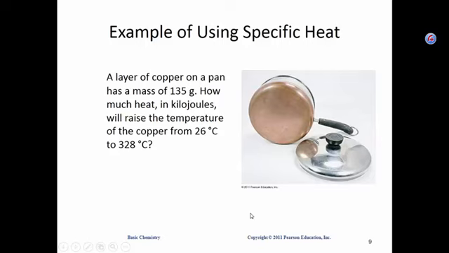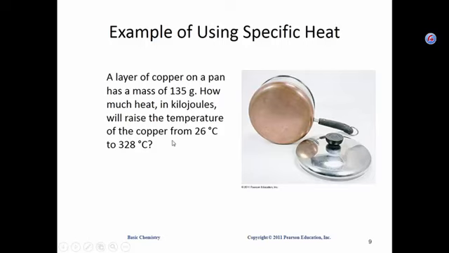Okay, so here's an example. A layer of copper on a pan has a mass of 135 grams. How much heat in kilojoules will raise the temperature of the copper from 26 degrees Celsius to 328 degrees Celsius? Okay, so this is our example. So what we want to do is get some information here. We see the mass is 135 grams, so we have that information. We have a temperature change, so this is our initial temperature, and this is our final temperature. So between those we can find the delta T.